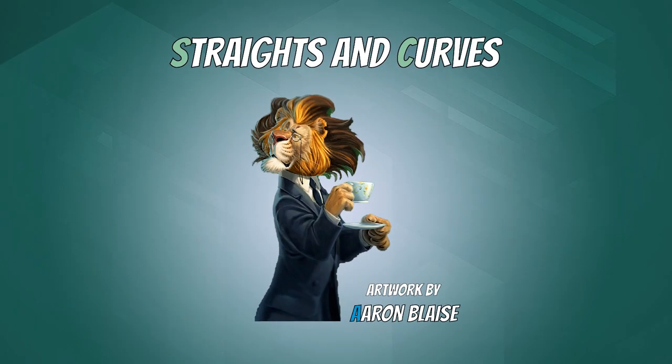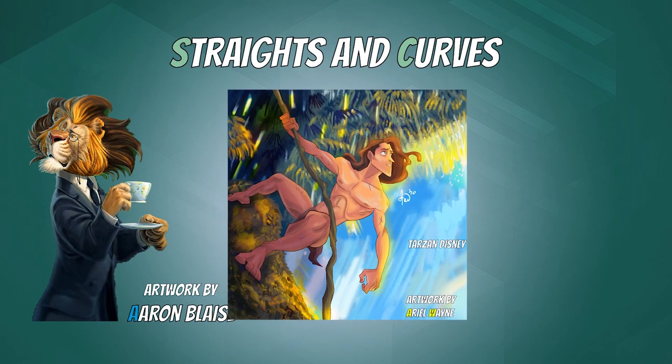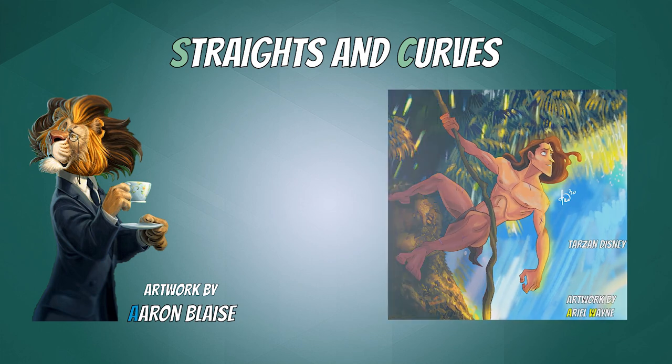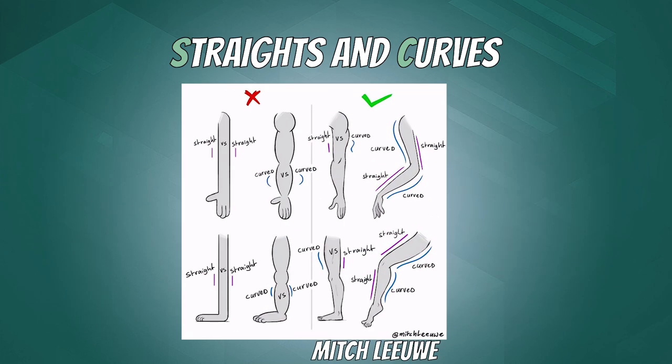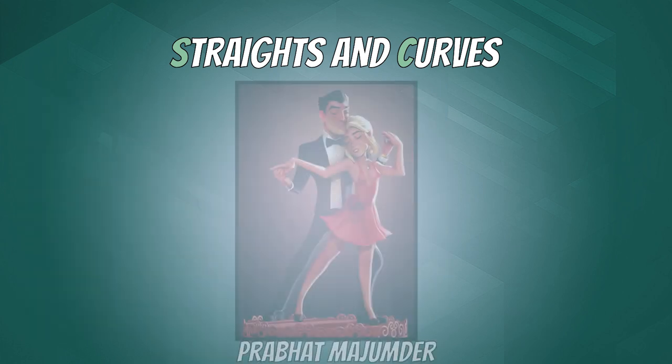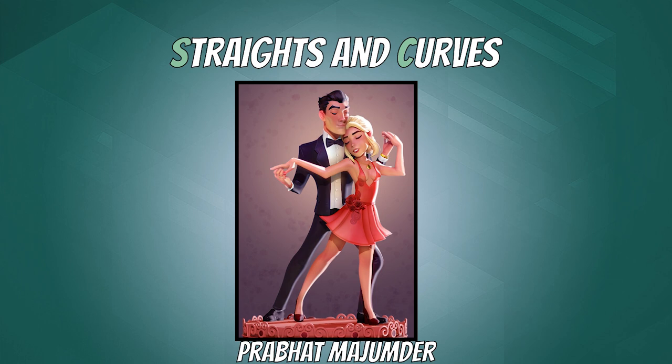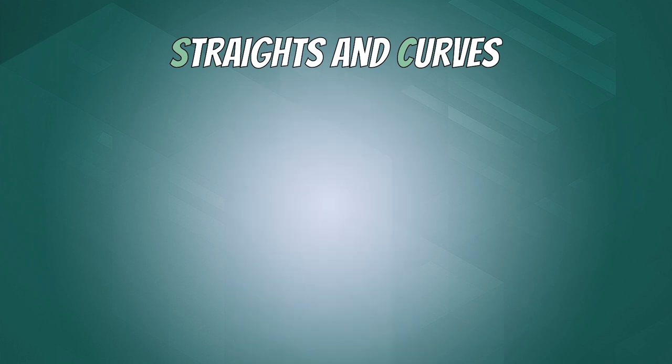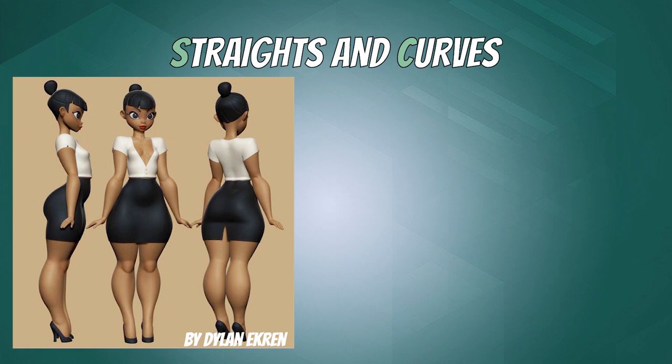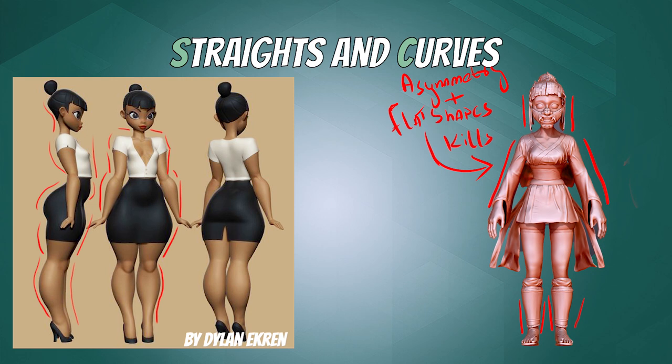Straights and curves is a technique we add to our characters to push the line of action. The line of action adds a rhythm to your character, which makes it more appealing and full of life. Adding curves and straights brings dynamism to a character. In this example, artist Dylan Akron used these principles of straights and curves, and it is more pleasing to look at compared to a flat looking design.